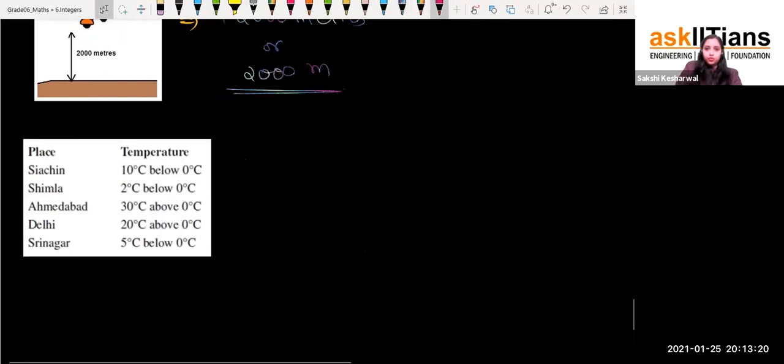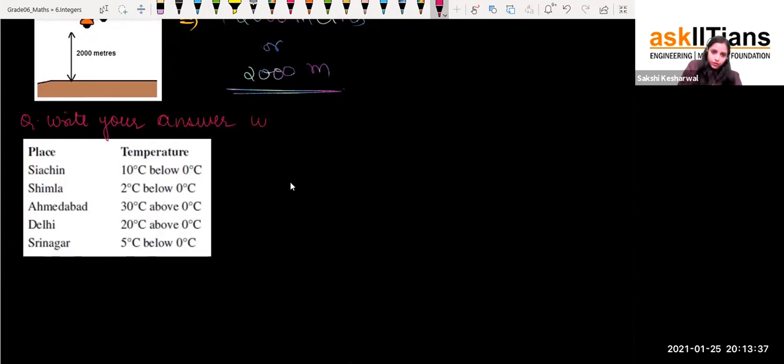Yeah, this is the question for you. So what does the question say? The question says you have to write your answer with the appropriate sign, right? Now, it says that Siachen is 10 degrees below 0. So how are you going to write this answer? You're going to write this as negative 10 degrees Celsius, right?